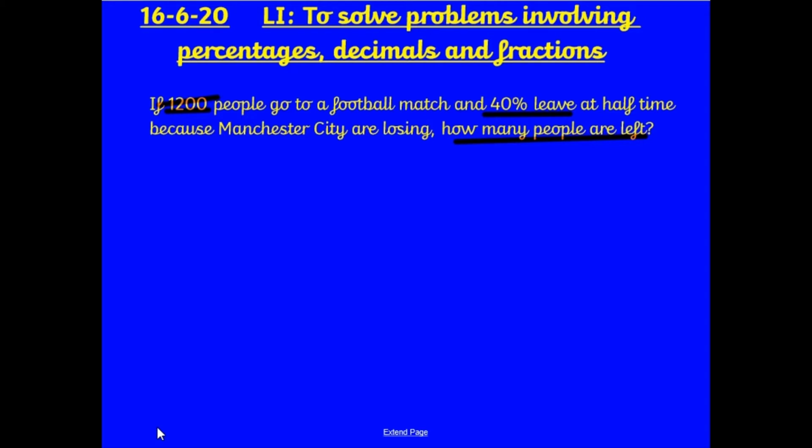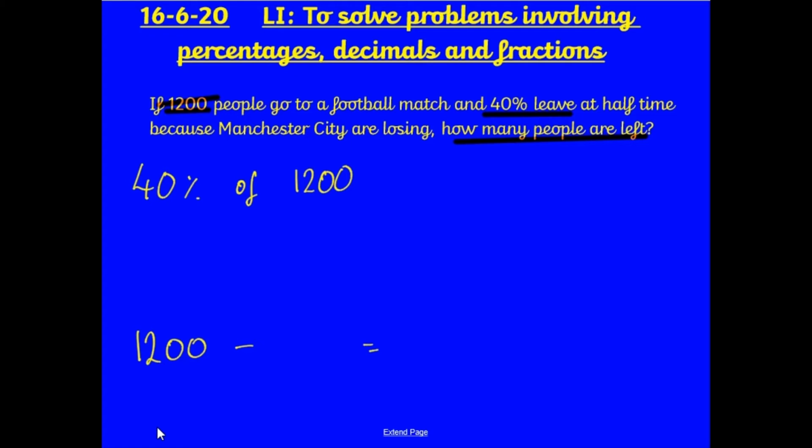It doesn't matter where these 1,200 people are. It doesn't matter why they've left. That's nothing to do with my mathematics. So I'm going to have to find out 40% of 1,200. And that's how many people have left. There might be a different way of working this out, and that's absolutely fine. But I'm going to go with this way, where I'm going to do 40% of this amount, and I'm going to subtract it from 1,200, and that will give me my total answer.